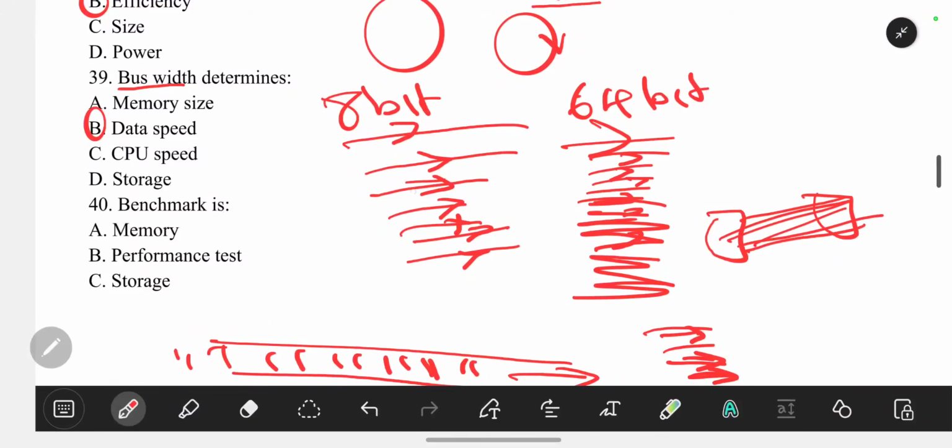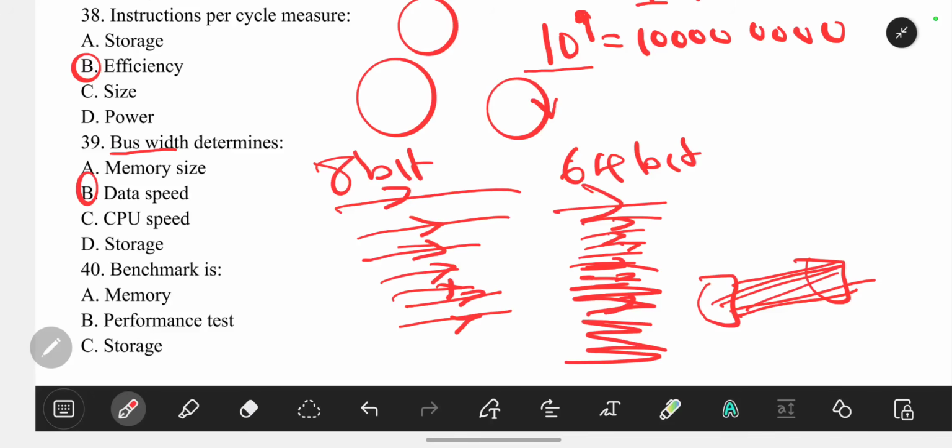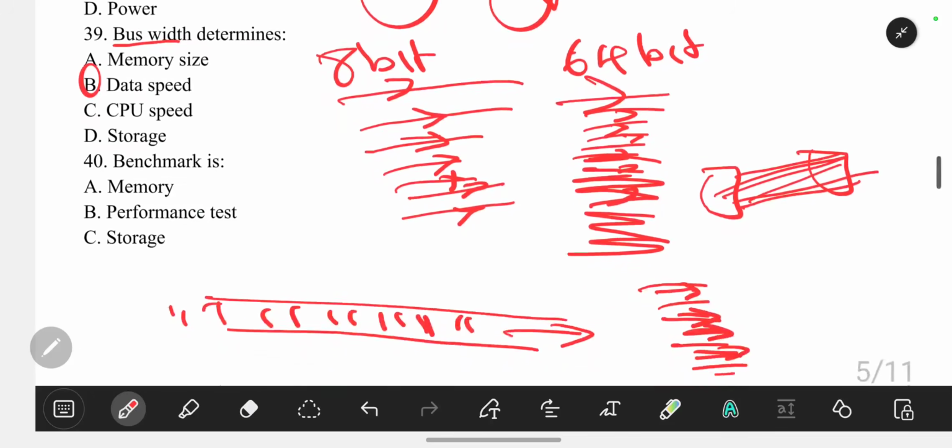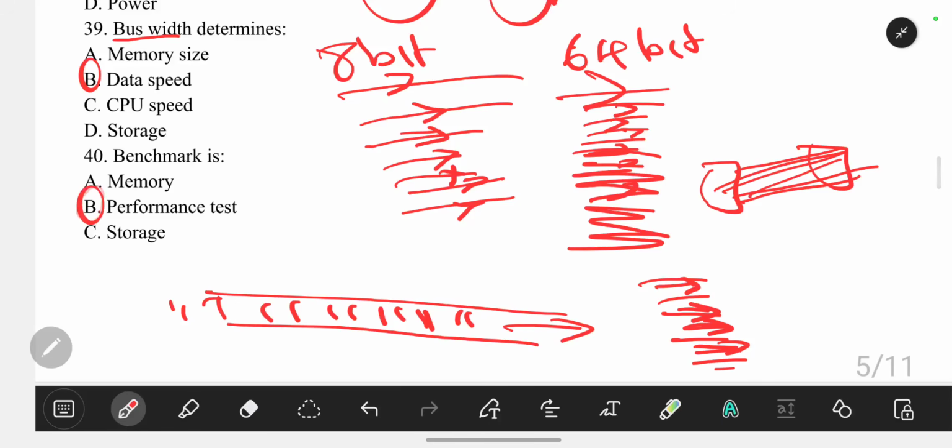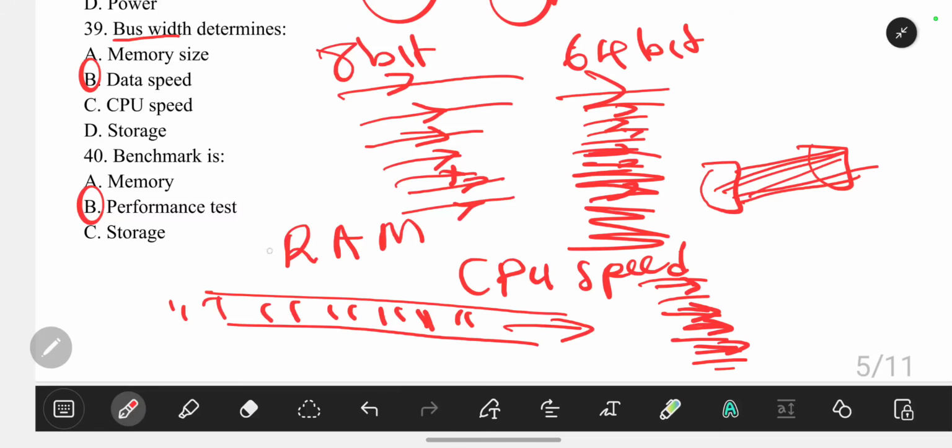Then our number 40 is benchmark. A benchmark is simply a performance test. How does one computer perform in comparison to the other is what we call a benchmark. Under the benchmark, you're going to check the performance of certain things such as how the RAM is operating. You might also be looking at the CPU speed and the graphics in comparison between one computer and the next.